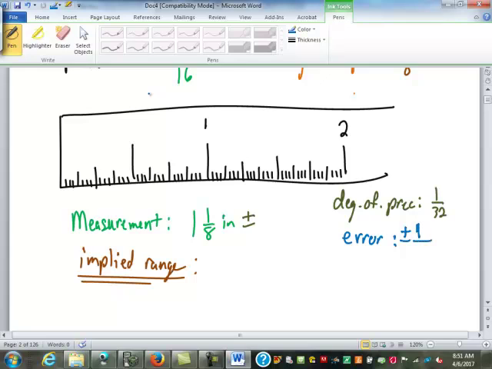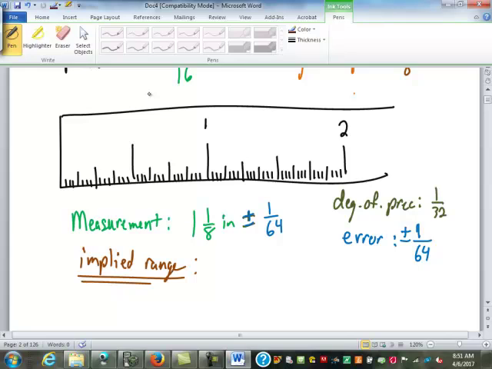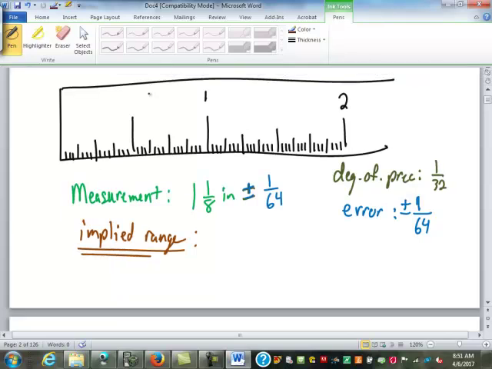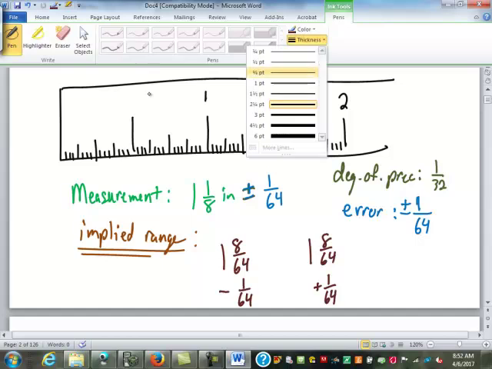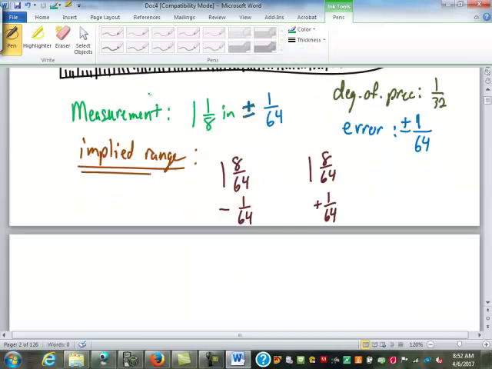Plus or minus half of the degree of precision, 1/64. So this is plus or minus 1/64. Implied range is, you turn 1/8 into 1 8/64. So 1 7/64 to 1 9/64. Perfect.